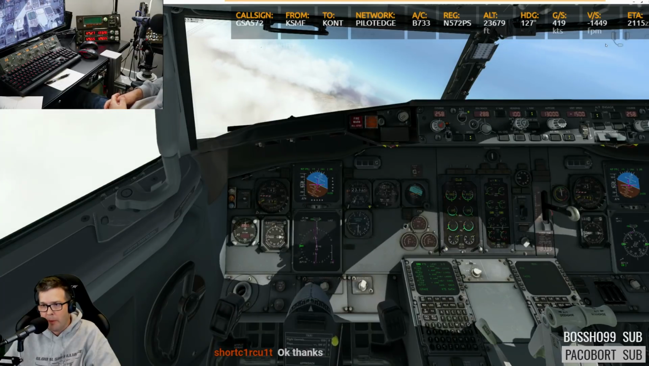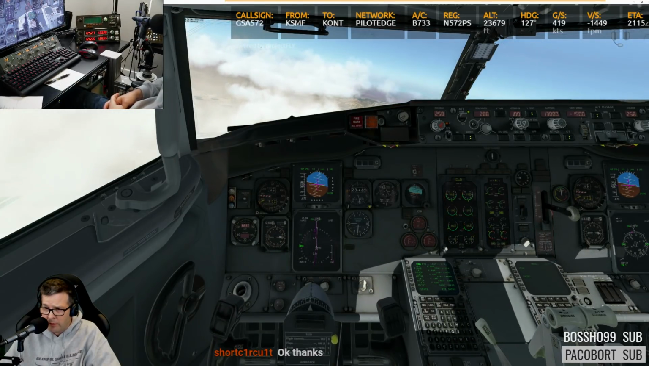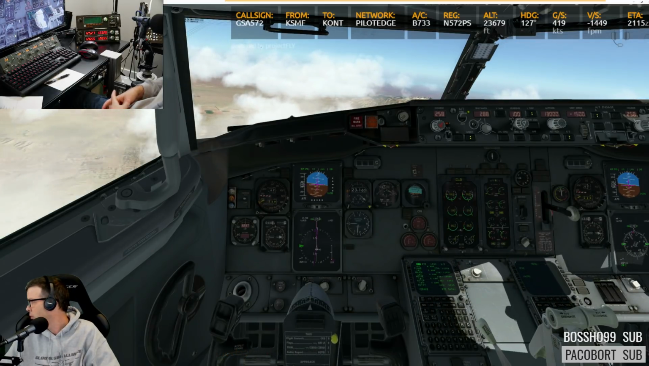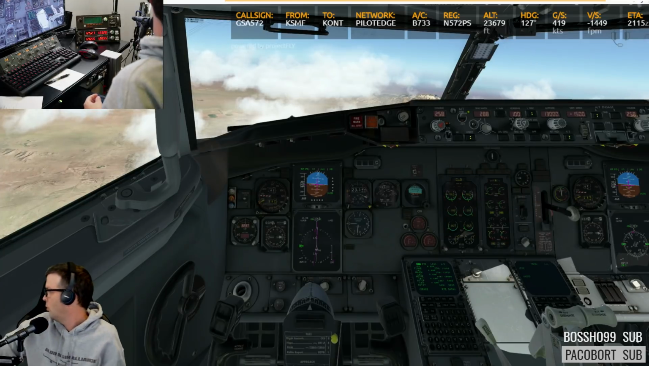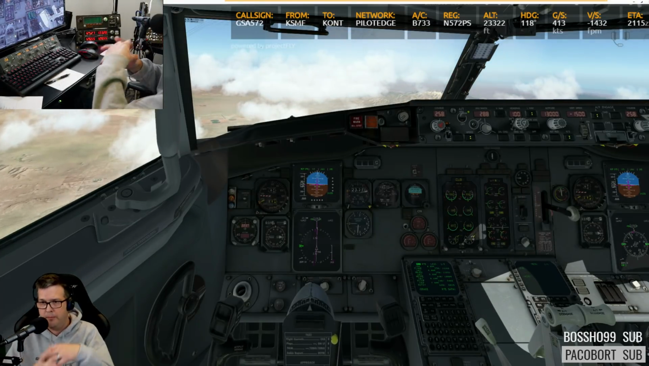Okay, we're making the turn at Palmdale. High Top is 40 miles away.